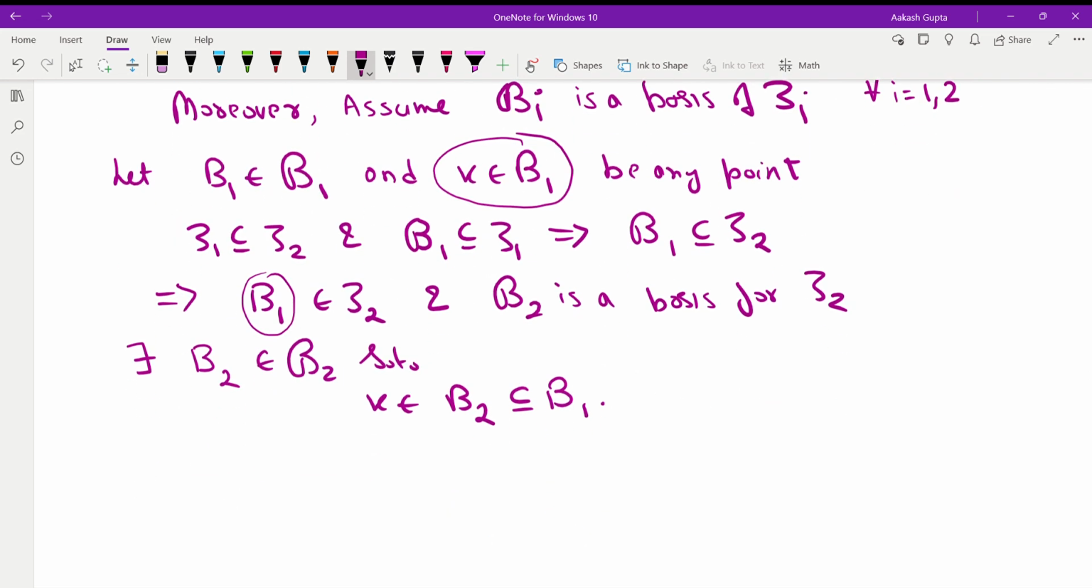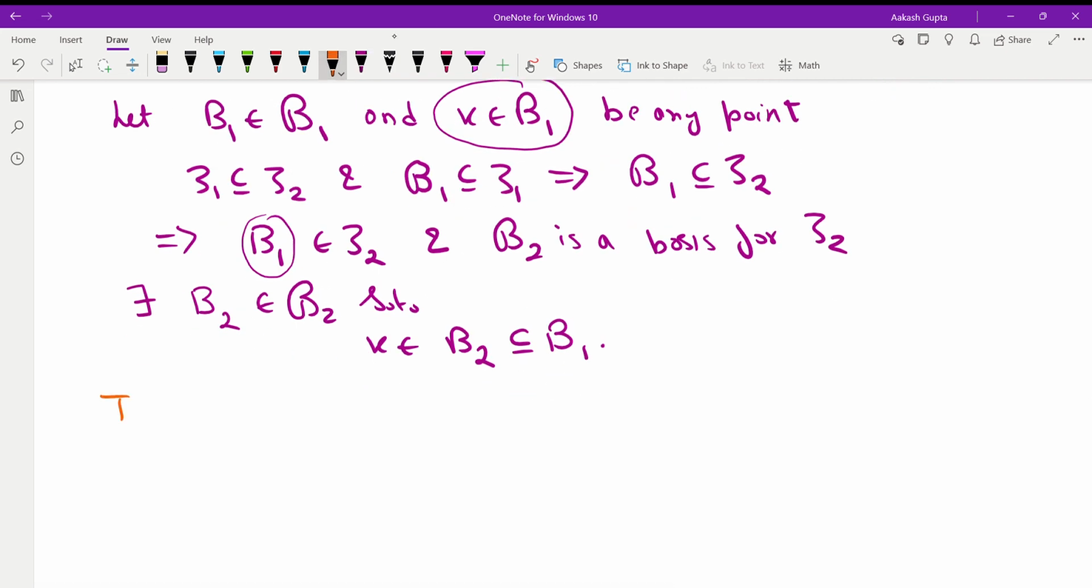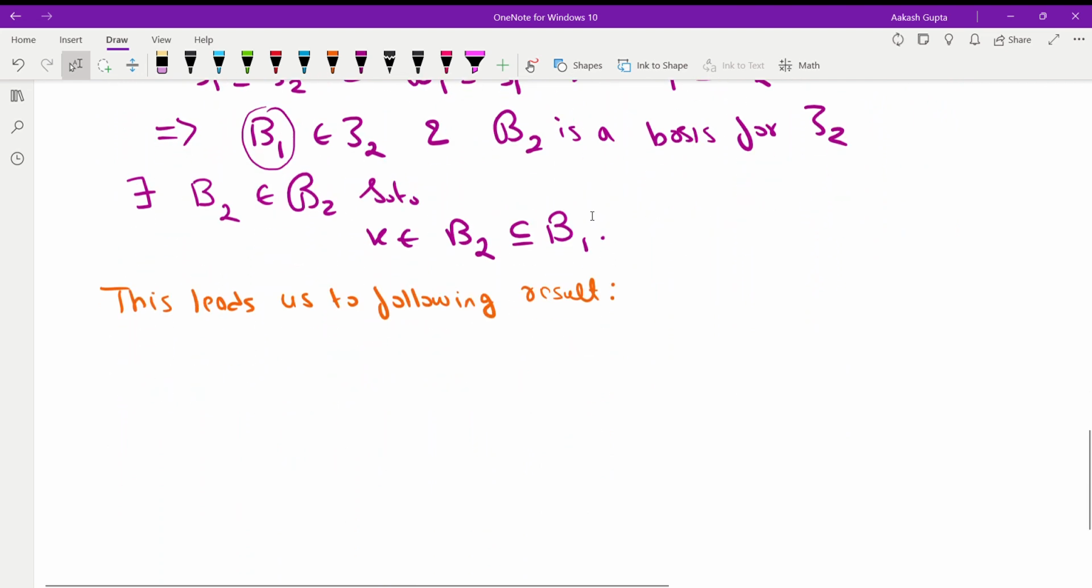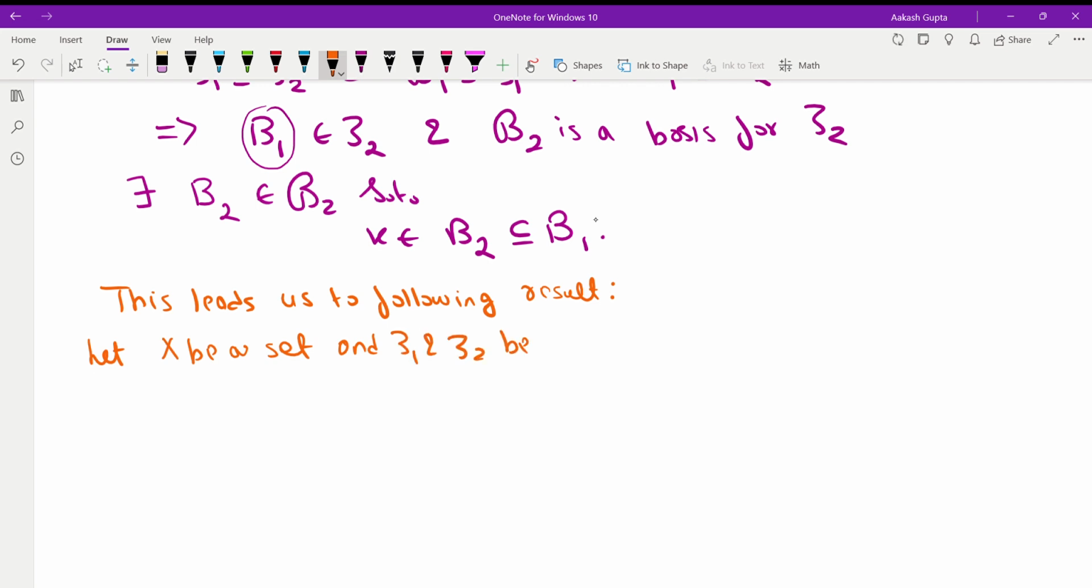So what we get here is, let me have a statement. So this observation leads us to the following result. Let me just write the conclusion of what we have observed above. Let X be a set and tau 1 and tau 2 be two topologies on X with script B1 and script B2 their bases respectively.